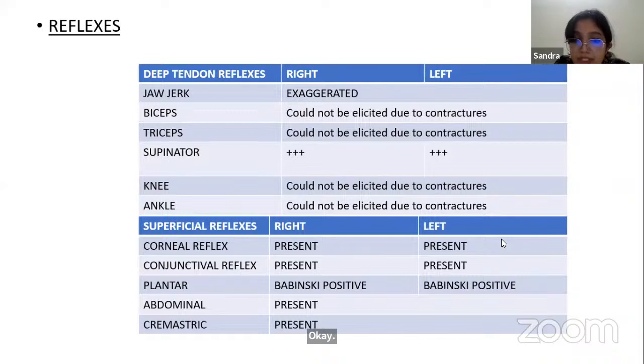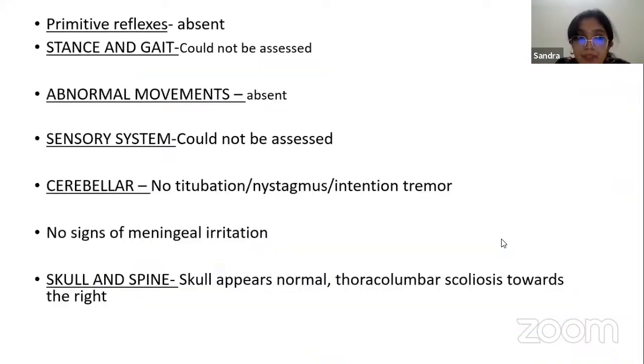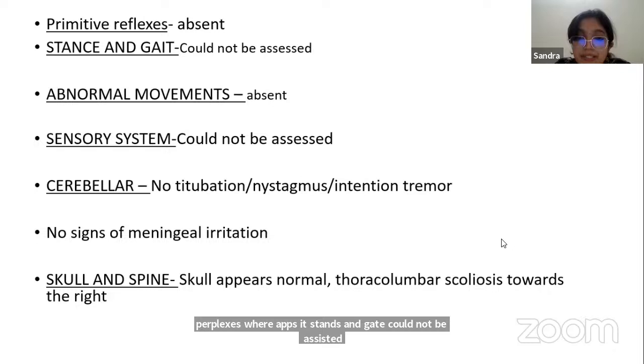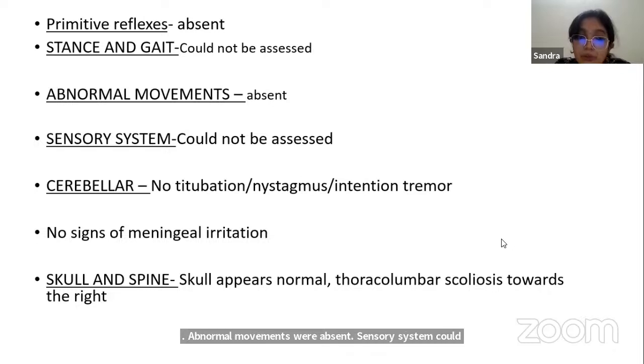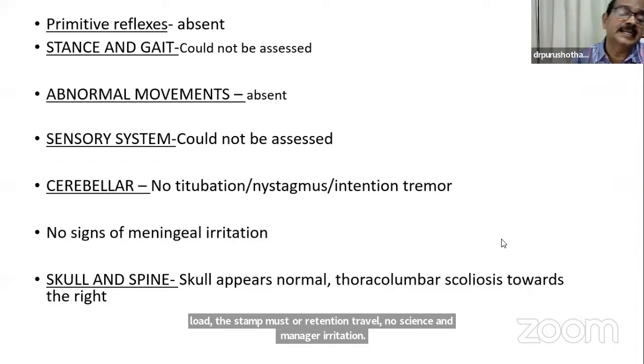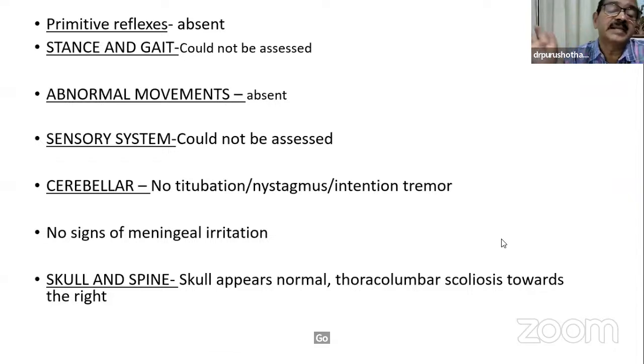Corneal and conjunctival reflexes were present in both right and left eye. Plantar was Babinski positive in both. Abdominal and cremasteric reflex was present. Primitive reflexes were absent. Stance and gait could not be assessed. Abnormal movements were absent. Sensory system could not be assessed. Cerebellar: no titubation, nystagmus or intention tremor. No signs of meningeal irritation. Skull and spine: skull appears normal.